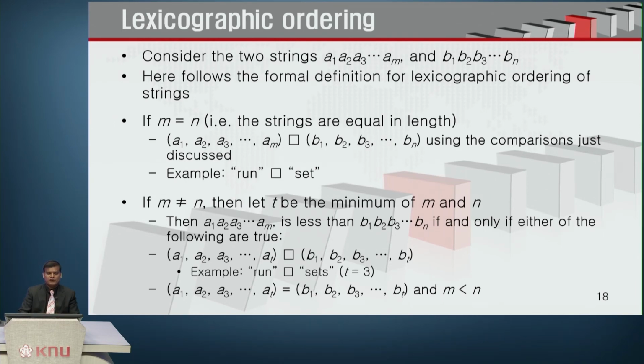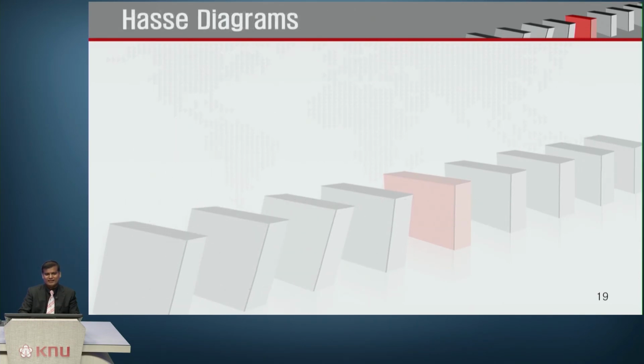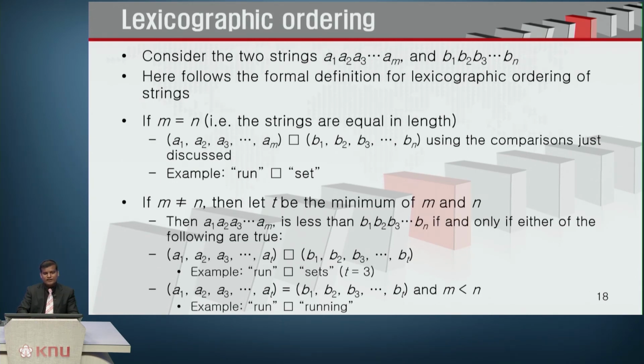So that is why we call M is less than N, or in other words the A part is less than the B part. In this part we have run square running, and you can see that is quite different. In fact that is not equal, in fact that is not less than, in fact run is less than running, yeah, that is true.